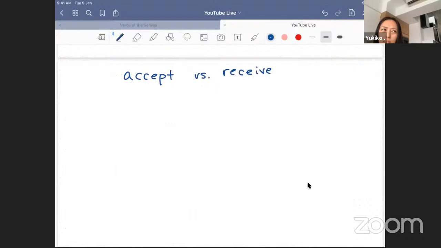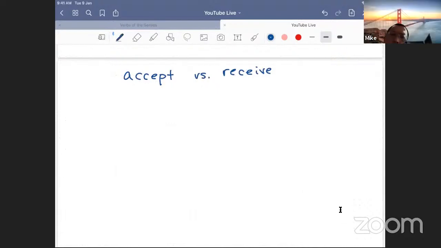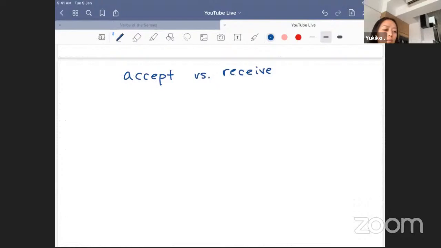Accept and receive, same meaning. But accept means you choose. I choose.